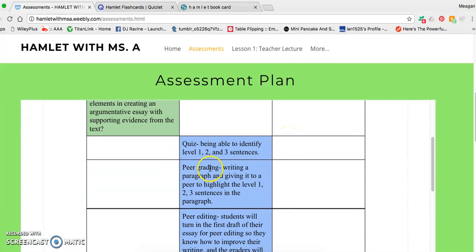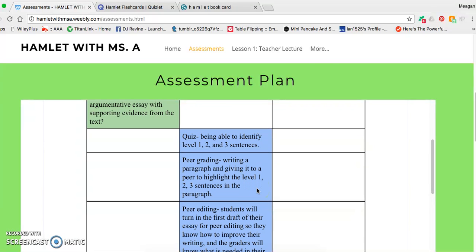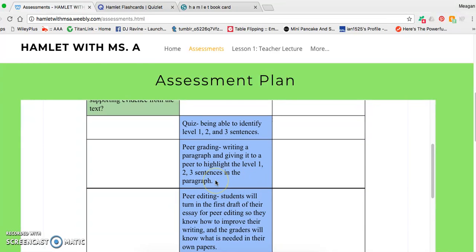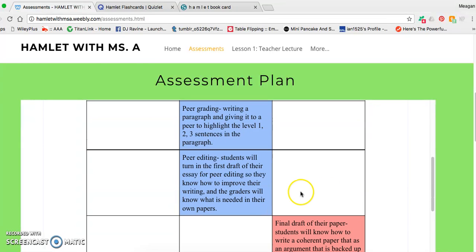Peer grading, so students will write a paragraph about an argument that they have and give it to another peer, and the other peer has to highlight the 1, 2, 3 sentences in the paragraph. This is helpful because 1, 2, 3 sentences have to have a certain structure, and if they don't have that structure, then this can help them really improve their argument and the organization of their essays.